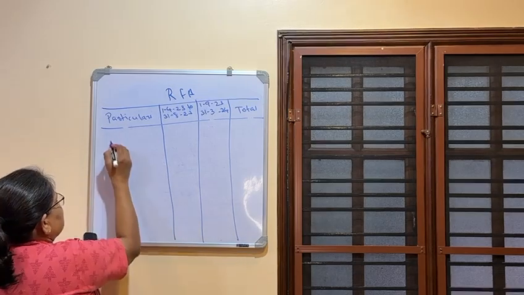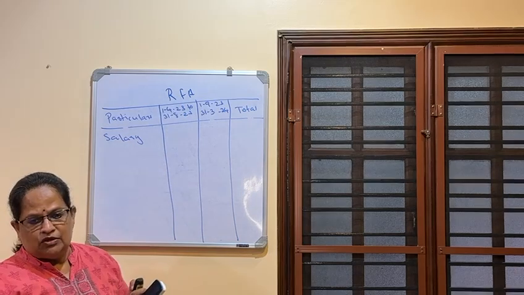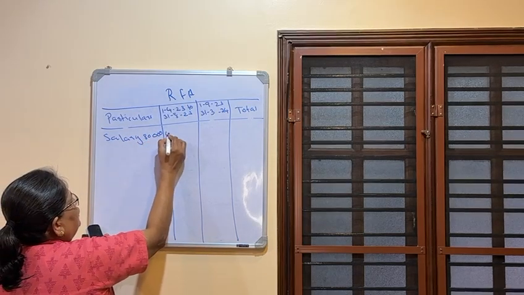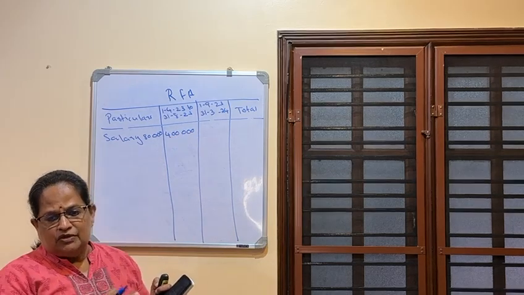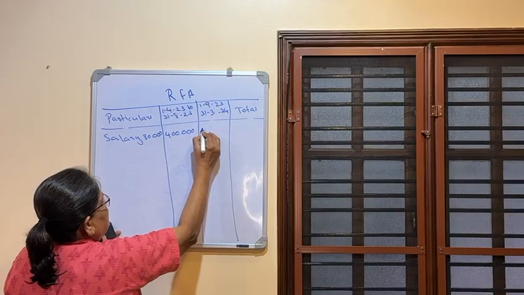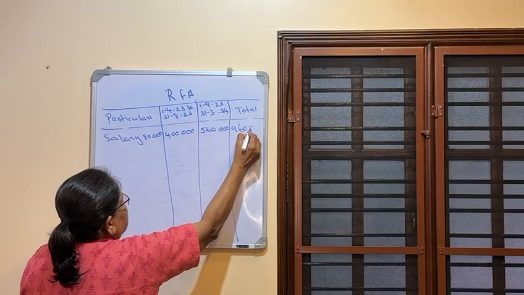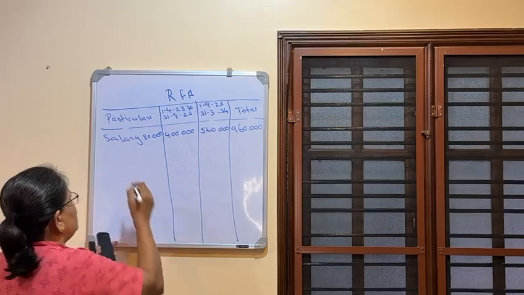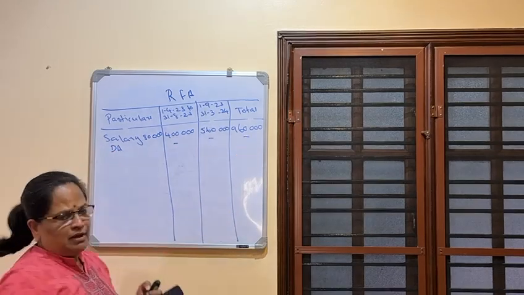So salary rupees 80,000 per month. So here 80,000 into 5, you will get 4 lakhs. Here it is 80,000 into 9, 5,60,000. Total is 9,60,000. Next is DA, which is not entering into retirement benefits. So DA we will not take for RFA computation.